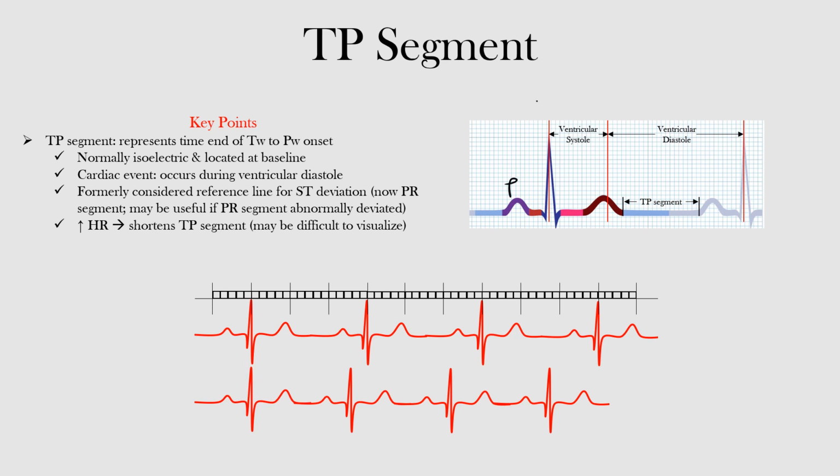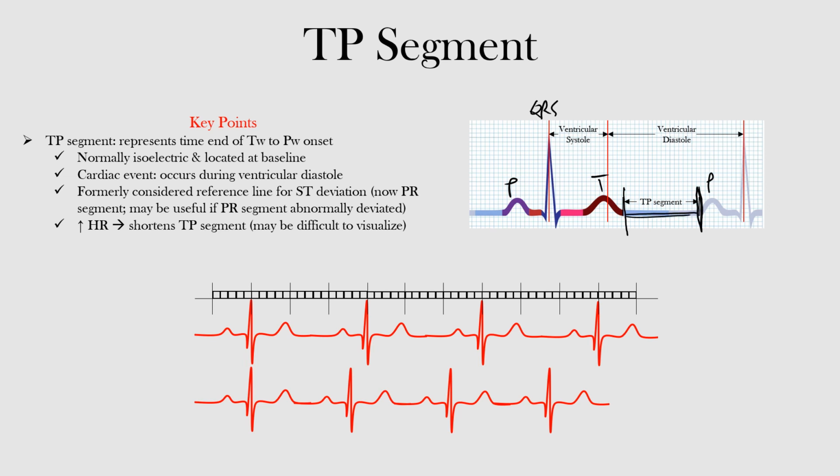This is a P wave, this is our QRS complex, this is a T wave, here's the next cycle of the next P wave, and we're saying that the TP segment comes from the end of the T wave, this point here, until the start of the next P wave. Okay, so this point here is our TP segment.